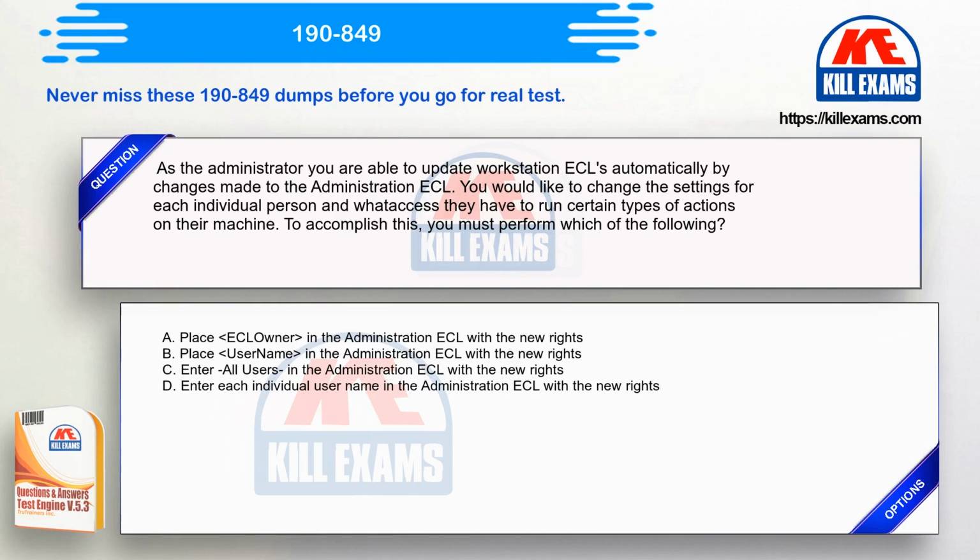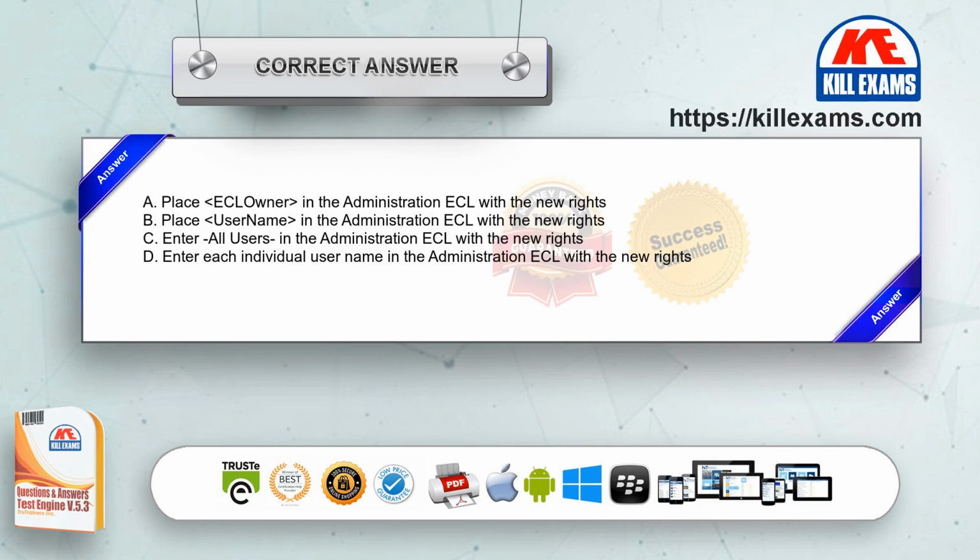Option A. Place a clowner in the administration ACL with the new rights. Option B. Place username in the administration ACL with the new rights. Option C. Enter all users in the administration ACL with the new rights. Option D. Enter each individual username in the administration ACL with the new rights. The correct answer is option A.